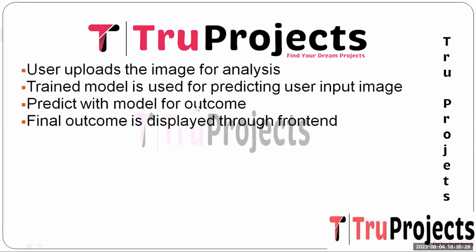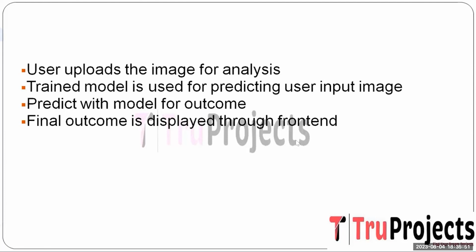And the next one is predict the model for outcome. Present the model prediction outcome through the intuitive front-end interface, showcasing the identified text from the user uploaded image. And the last one is the final outcome is displayed through the front end. Present the model prediction outcome through the intuitive front-end interface, showcasing the result identified for the user uploaded image.